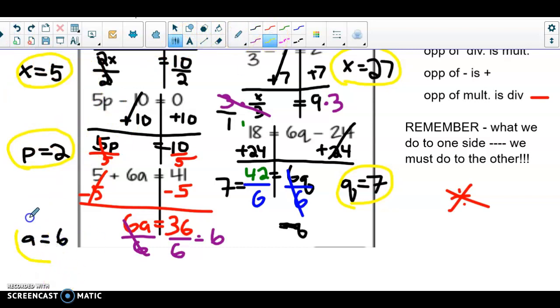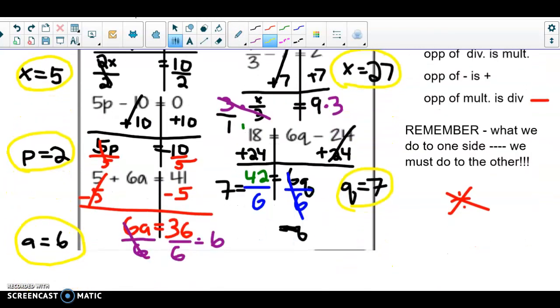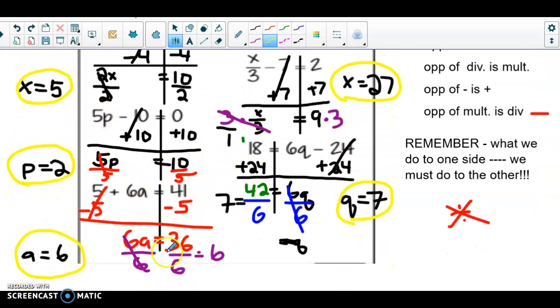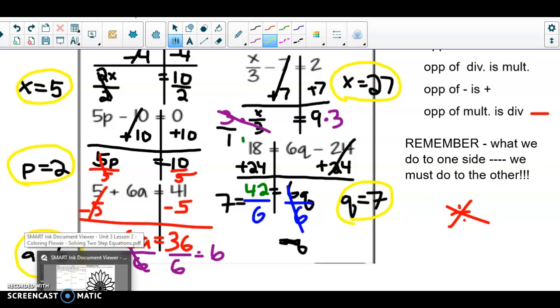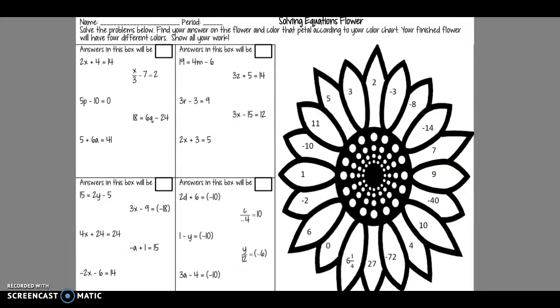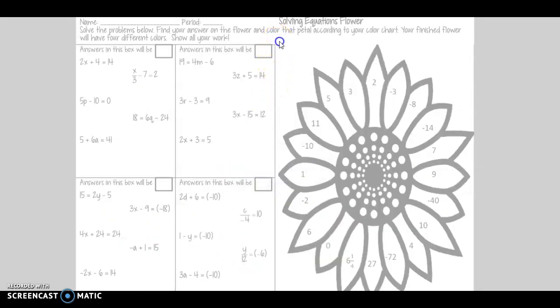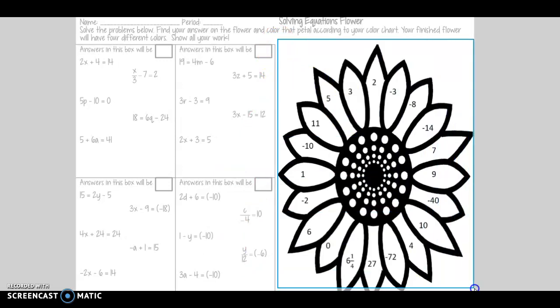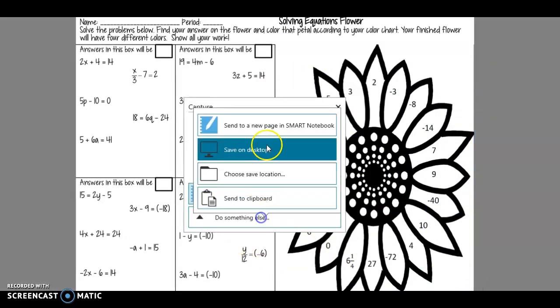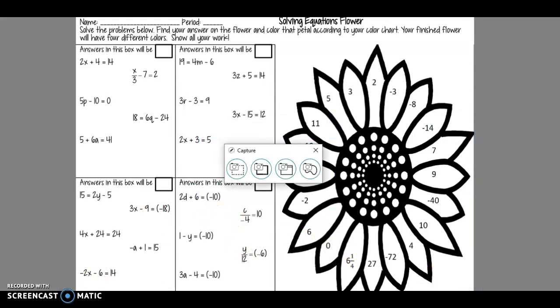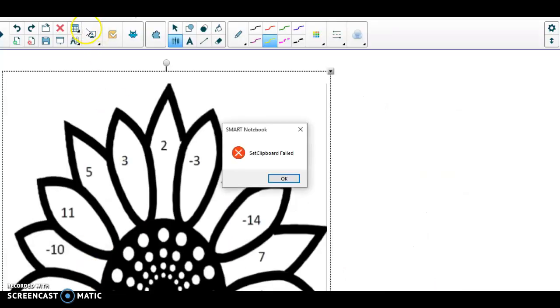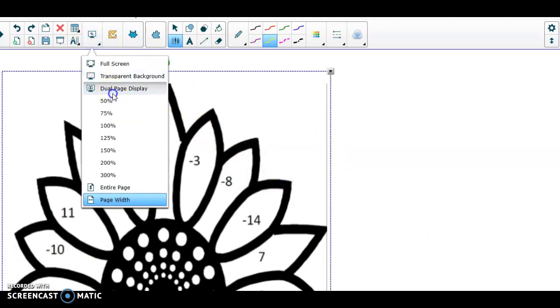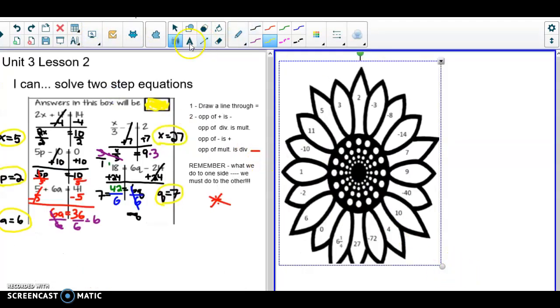So in our pretty spring flower, it's almost February, it's going to be April and May soon. These are the petals that we would color in. So just to kind of review what we should have here, let's put my flower up. So let's look at our flower. So here's my flower, and let's make sure we understand how to color that in. So send to a new page, and here we go. Let's look at this. It's not a failure. It looks good. All right, let's make sure we know how to color these in.